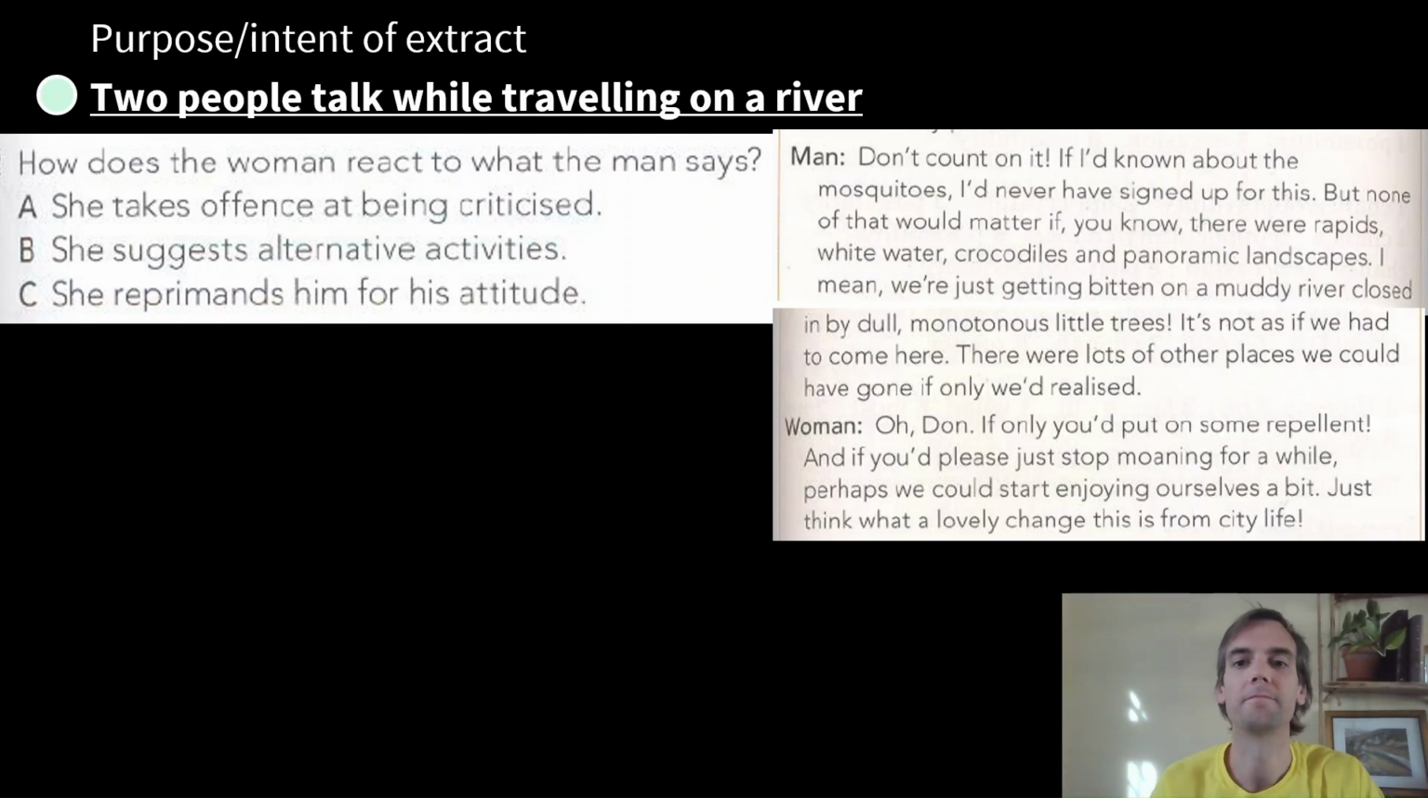Don't count on it. If I'd known about the mosquitoes, I'd never have signed up for this. But none of that would matter if there were rapids, white water, crocodiles and panoramic landscapes. I mean, we're just getting bitten on a muddy river closed in by dull, monotonous little trees. It's not as if we had to come here. There were lots of other places we could have gone if only we'd realised. Oh, Don, if only you'd put on some repellent. And if you'd please just stop moaning for a while, perhaps we could start enjoying ourselves a bit. Just think what a lovely change this is from city life.